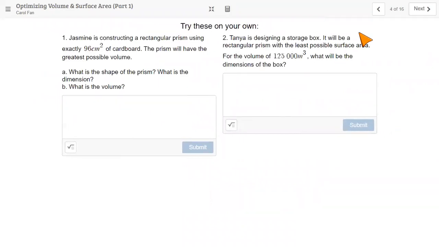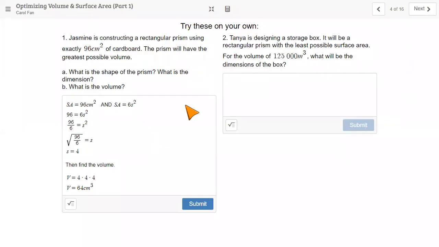Okay, slide number 4. I'm going to pause to let you try this on your own. Okay, so let's take these up. The first one, we had the side length of 4, and so our volume would be 64 centimeters cubed.